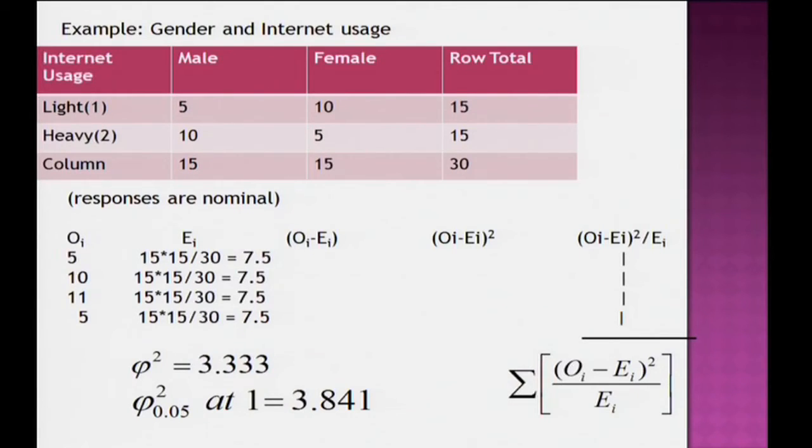So, H naught would be here that internet uses is independent of the gender, and H1 would be internet uses depends on the gender. So, there is no evidence that internet uses is dependent on the gender. That would be your conclusion, or you can say they are independent of the gender.